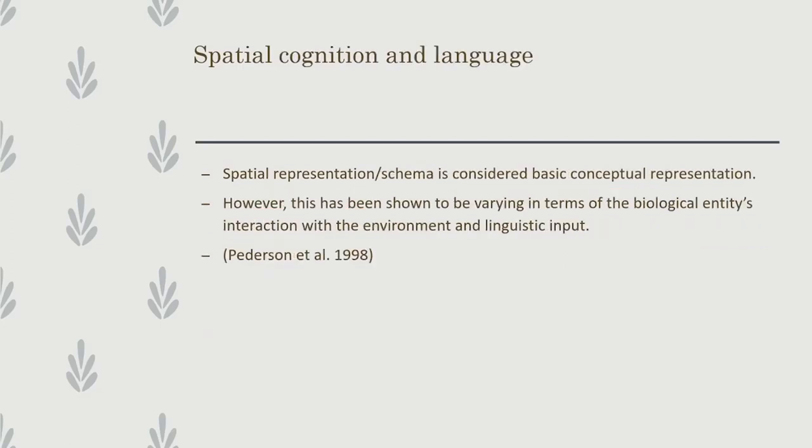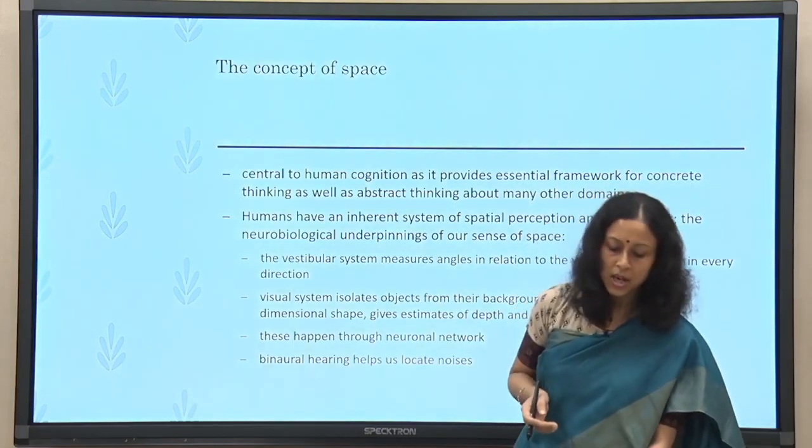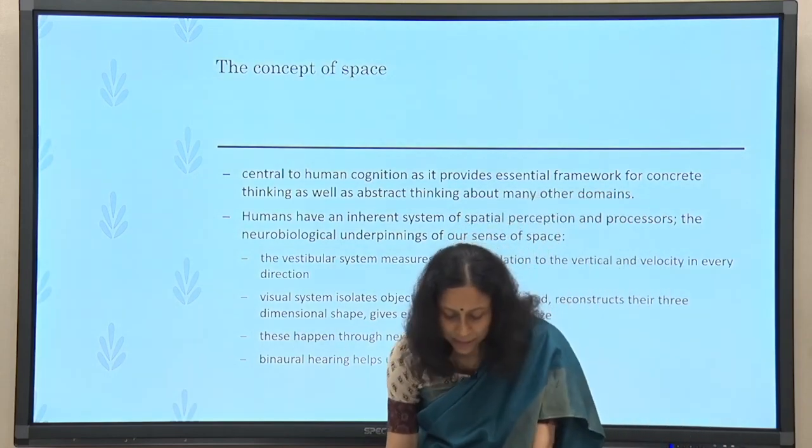So, spatial representation is considered one of the basic conceptual representations. We must have a schematic map of our environment, of the objects in the environment and so on, to guide our movement around. This has been shown to vary in terms of the biological entities, interaction with the environment and linguistic input. This is what we will see in slight detail now, because this is a very exciting area of research that has been going on for some time now.